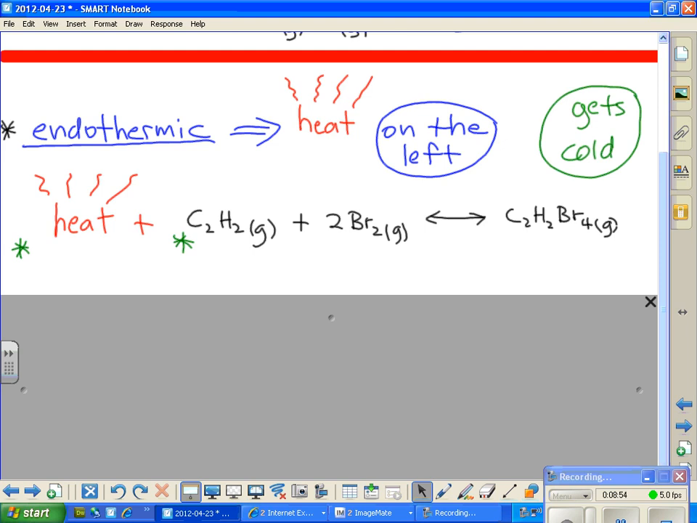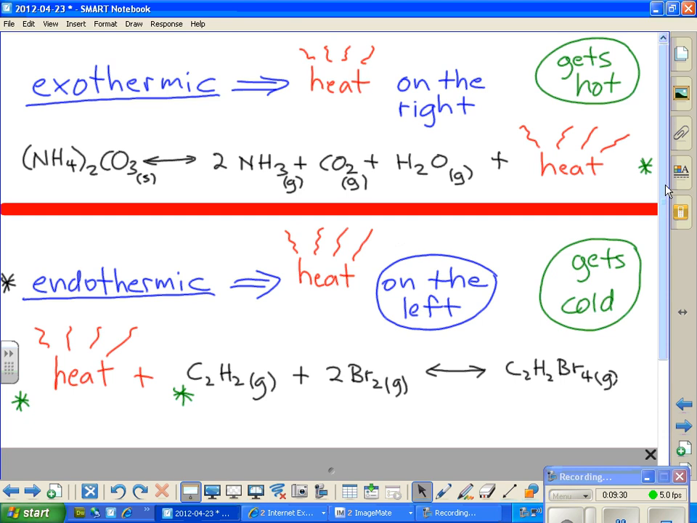So, if I add heat to this reaction, what does Le Chatelier want to do? He wants the heat to go down. Now, what do you do? Just like before, this is not new now. What do you do for Le Chatelier to get the heat down? You shift right. We're going to the side opposite the heat. In this endothermic reaction, heat's on the left, so opposite is a shift right. Okay. Now, let's go to the exothermic.